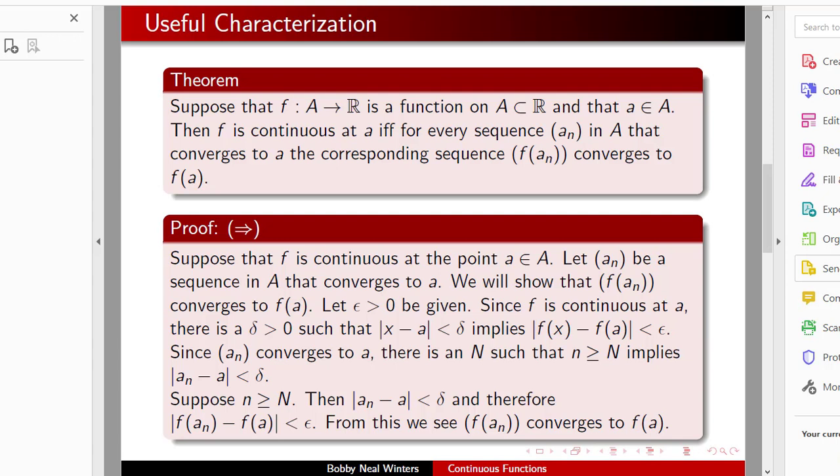Since the sequence a(n) converges to a, there is a number capital N, so that if n is bigger than capital N, then the distance from a(n) to a is less than delta. Now suppose that n is bigger than capital N, then the distance from a(n) to a is less than delta, and therefore the distance from f of a(n) to f of a is less than epsilon. And so from this we see that f of a(n) converges to f of a.